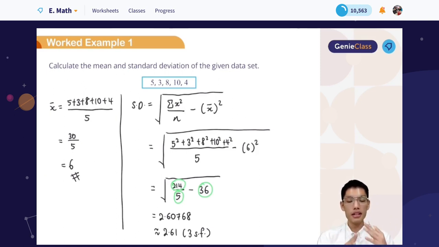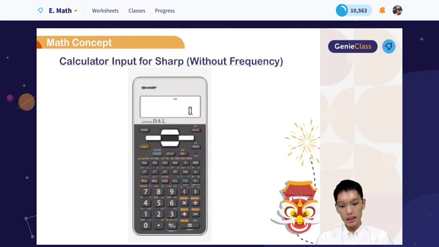So what are the different interfaces that you see in the calculator to make sure you can calculate the value? All right, so let's take a look. First one, how do we calculate the calculator input for, in this case, this particular calculator, Sharp? Okay, so for those who are using a Sharp calculator, take note. For those who are not, don't worry. Just make sure to see what is available there.